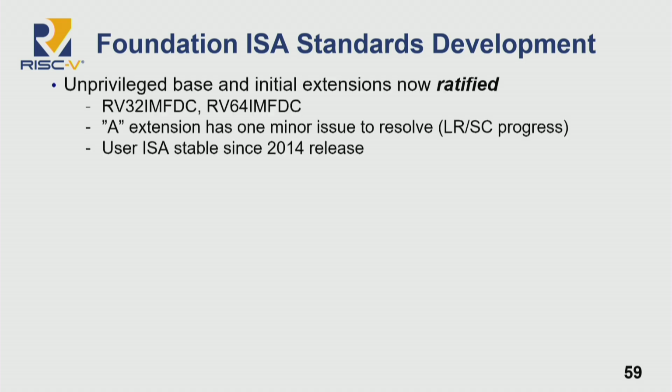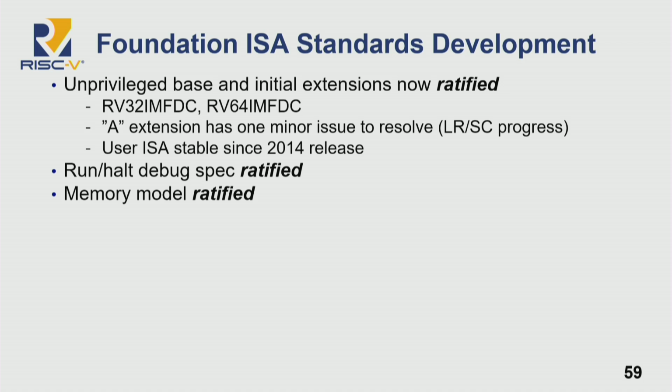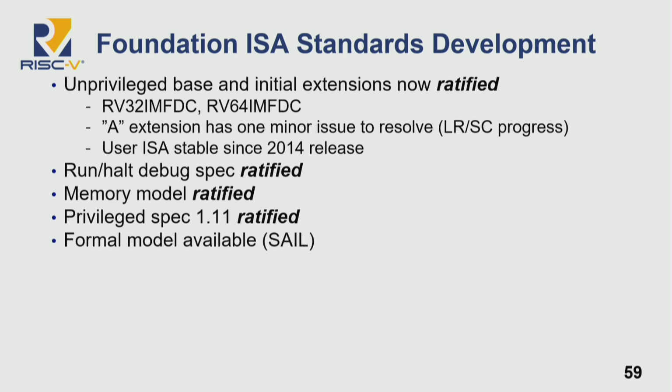I mentioned the ISA, the foundation. Just to give you a snapshot of status, all those base and initial extensions are not only frozen, they're now ratified, which means that membership is agreed. The RISC-V debug spec portion has been ratified. The memory model has been ratified. The privilege spec, which is one version of this, has also been ratified. A formal model is now available.